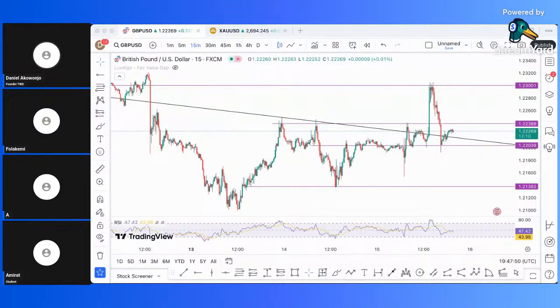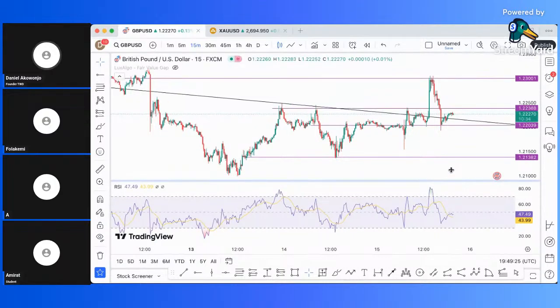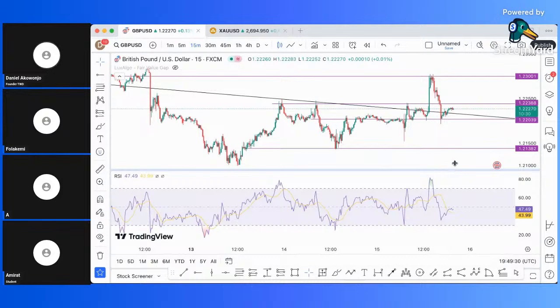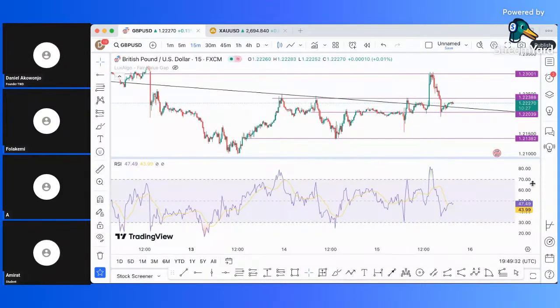Do we understand? Excuse me, Daniel. Yeah, I'm with you. You said lesser than 30 is oversold? Yes, that's what I said. And higher than 70 is overbought? Yes, 70 overbought, higher than 70. Can you see 70 there? Drag it above. Can you see that 70? Yes, I can.